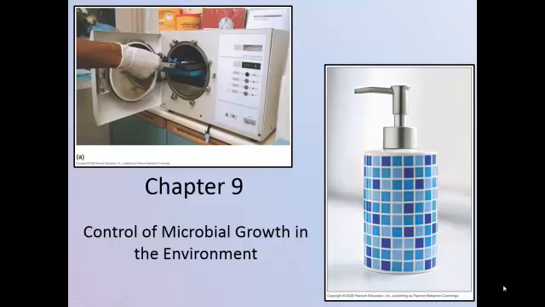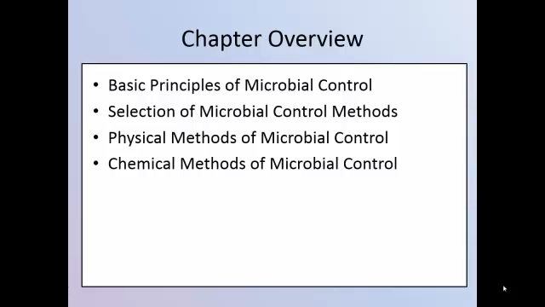Chapter 9, Control of Microbial Growth in the Environment. In this chapter, we're going to be covering the following topics: basic principles of microbial control, selection of microbial control agents, physical methods of microbial control, and chemical methods of microbial control.